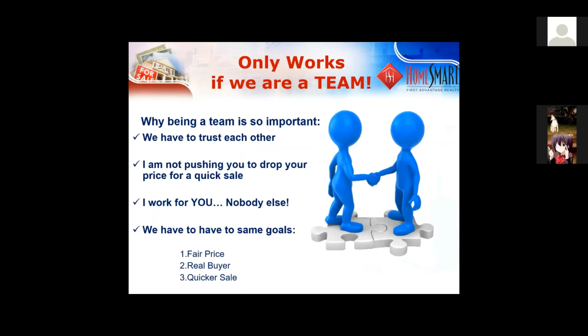Now, as you can see, even during the presentation, we taught them how to list properties and educated them on how to price properties. Now we're telling them at the end of the presentation, fair price, right? That's what we're asking for.